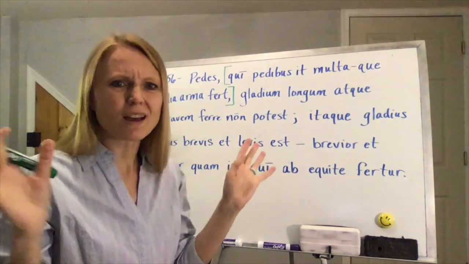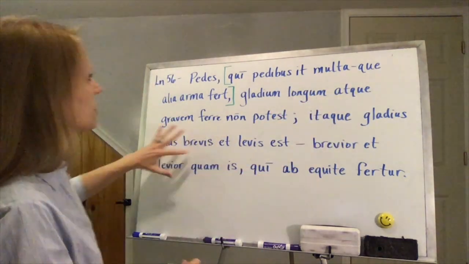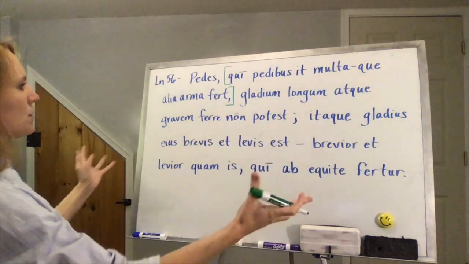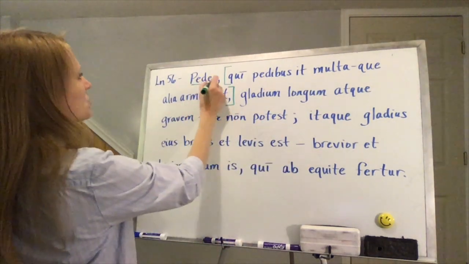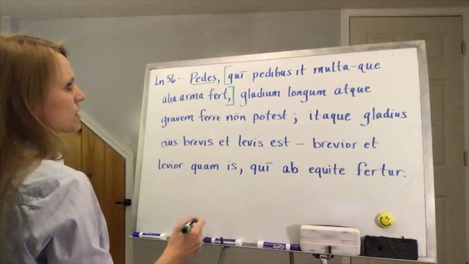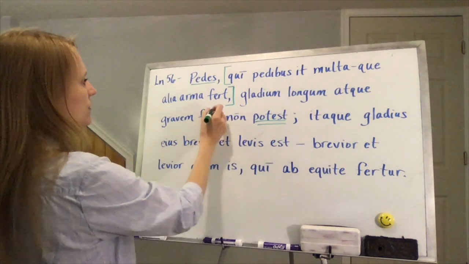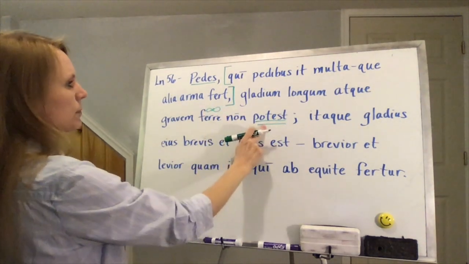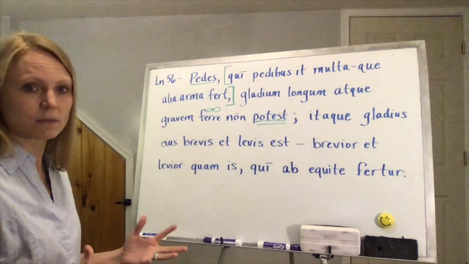So let's just do that. Let's just look at the first sentence, okay? And not even think about this part yet. So when we do that and we take that away, suddenly we see, oh, we have our subject. So the next step would be to find our subject and our verb. We have our verb here, and then we have an infinitive, okay, with that potest. So this is not too hard if we're just looking for the main part of this sentence.